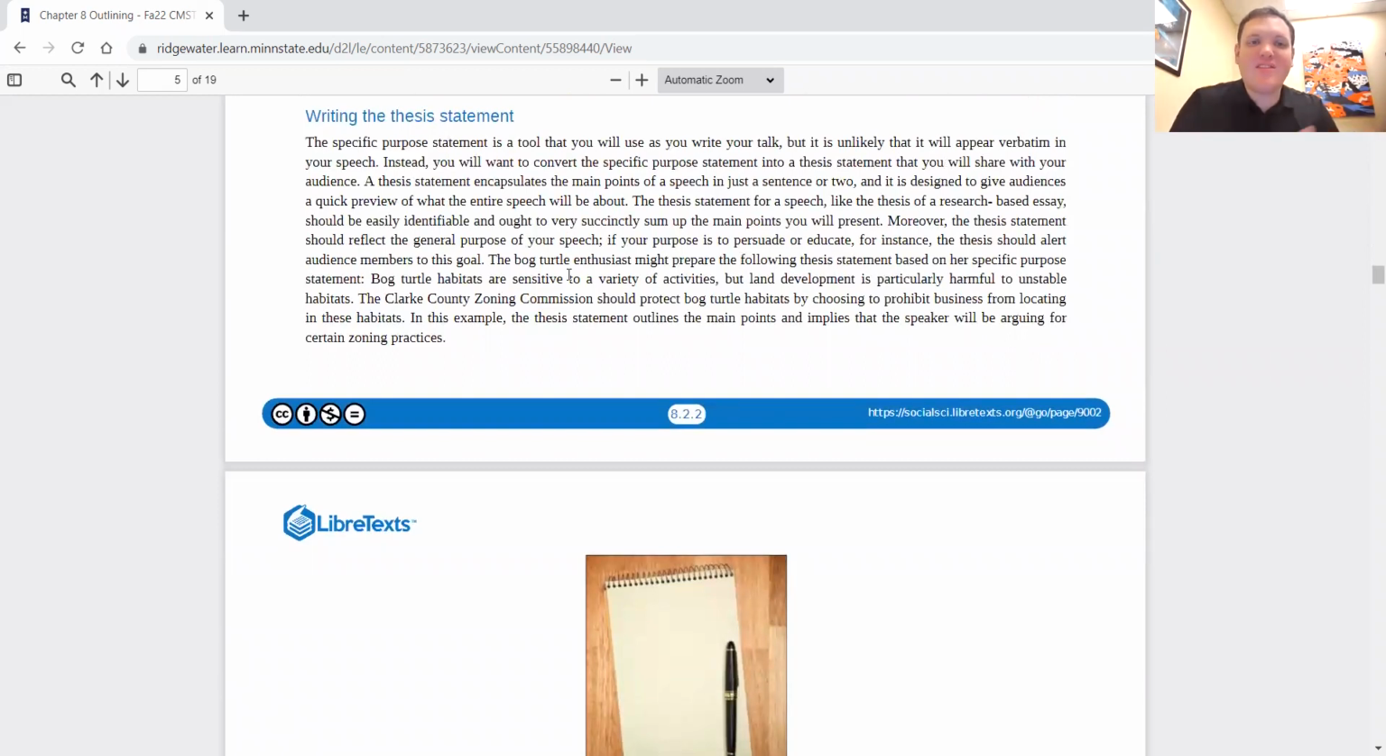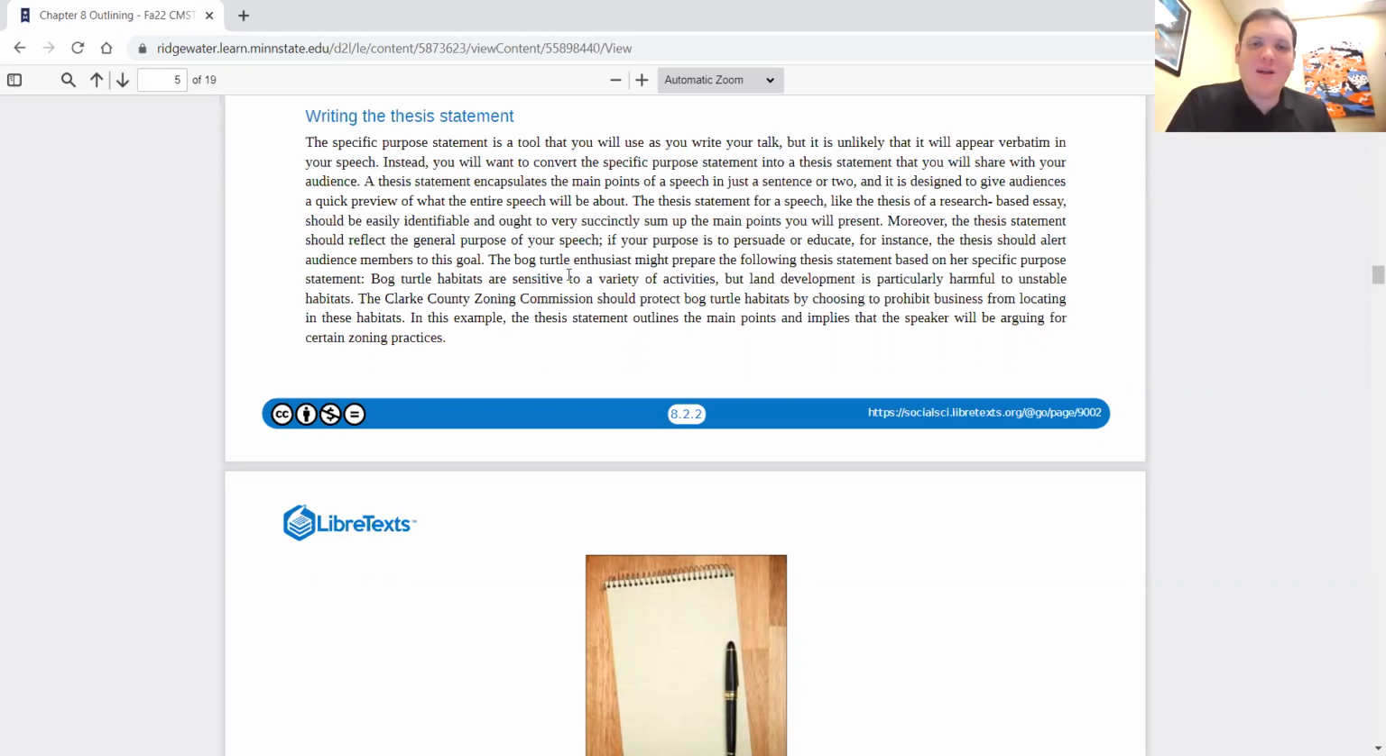It says here, writing the thesis statement. Your specific purpose statement is a tool that you're going to use to write your speech, but it's unlikely to appear verbatim. The thesis is what you're going to say during the speech. You may polish it a bit. So instead of just saying, I'm going to persuade you to drink more water, you might say, by the end of the speech, you're going to understand the value of drinking more water, and I hope you're going to integrate that into your life. I didn't say I'm going to persuade you specifically, but I said this is what you'll be able to do by the end of the speech. You're going to understand, and you're going to start implementing it into your life.